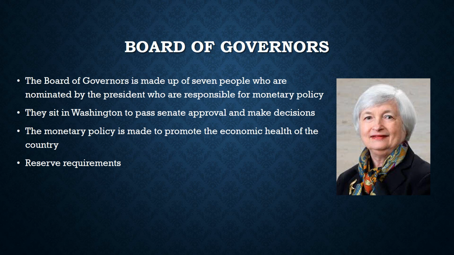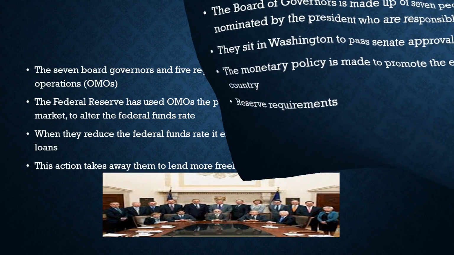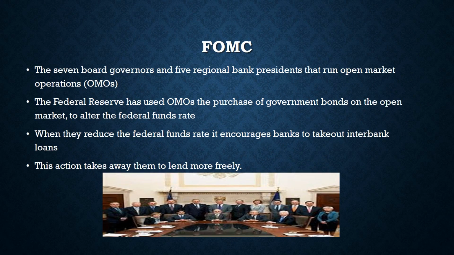The FOMC is the 7 Board of Governors and 5 regional bank presidents that run the open market operations. The Federal Reserve has used OMOs, open market operations, the purchase of government bonds on the open market, to alter the federal funds rate. When they reduce the federal funds rate, it encourages banks to take out interbank loans. This allows them to lend more freely, which in theory speeds up the economy.